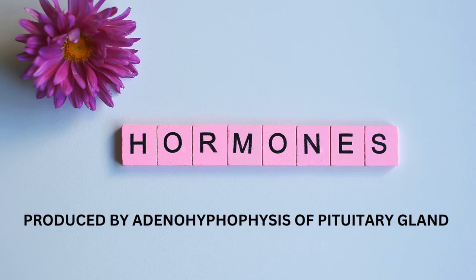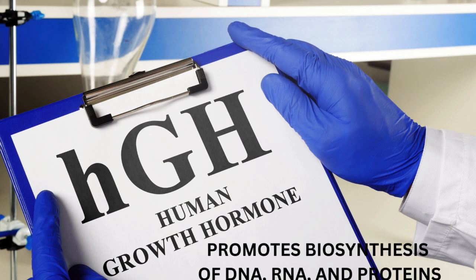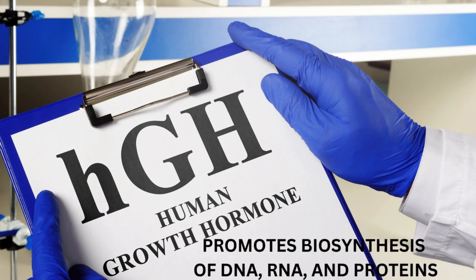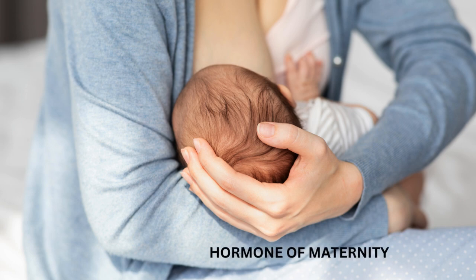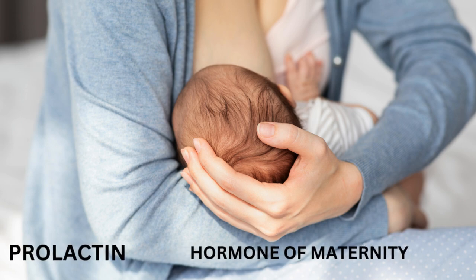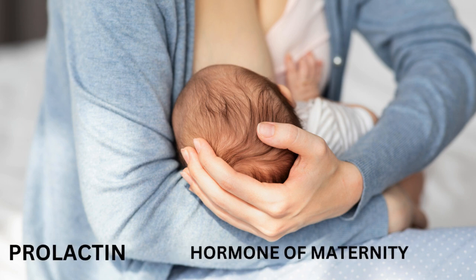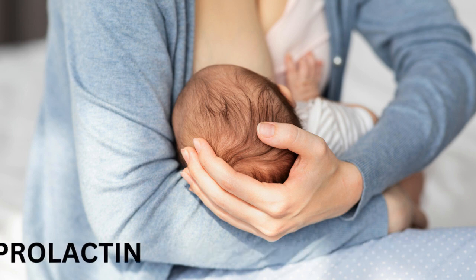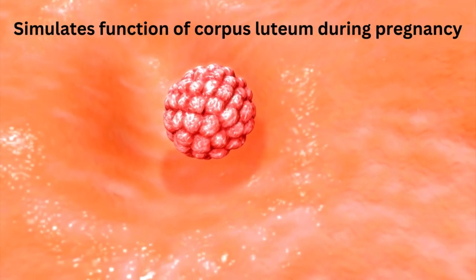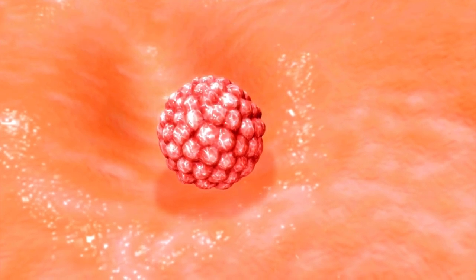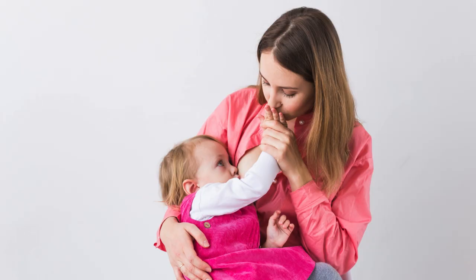Let's now discuss the hormones produced by the adenohypophysis. The first is the human growth hormone, which helps in regulating a person's height and growth. Next comes the prolactin hormone. It is also called the luteotropic hormone, the hormone of maternity. It stimulates the function of the corpus luteum during pregnancy. In human beings, it helps in the secretion of milk after childbirth.